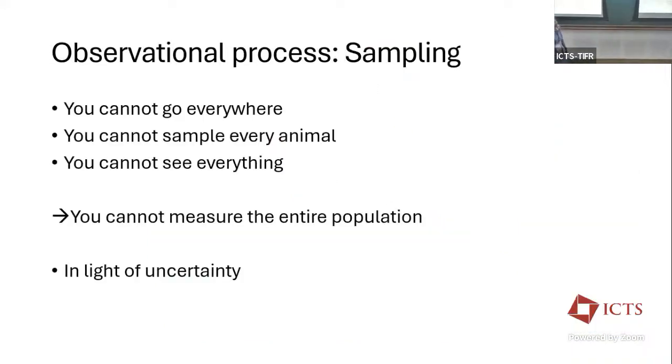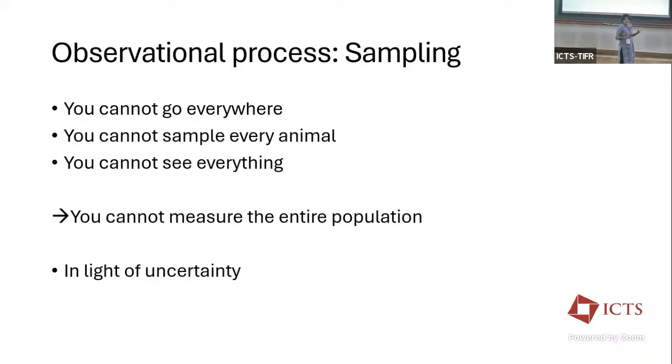So, how do you sample your system and what are the issues with sampling your system? This is especially true, we're talking largely in the context of largish, complexish, heterogeneous landscapes, which may have some forests, may have some grasslands, and so on and so forth. Some of it may be accessible, some of it may not be accessible. The issue is you can't go everywhere. You can't sample every animal. You cannot see everything.